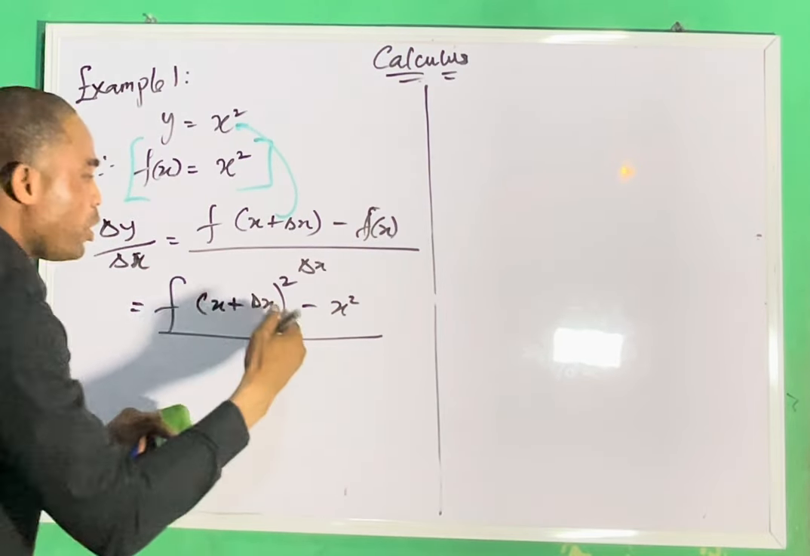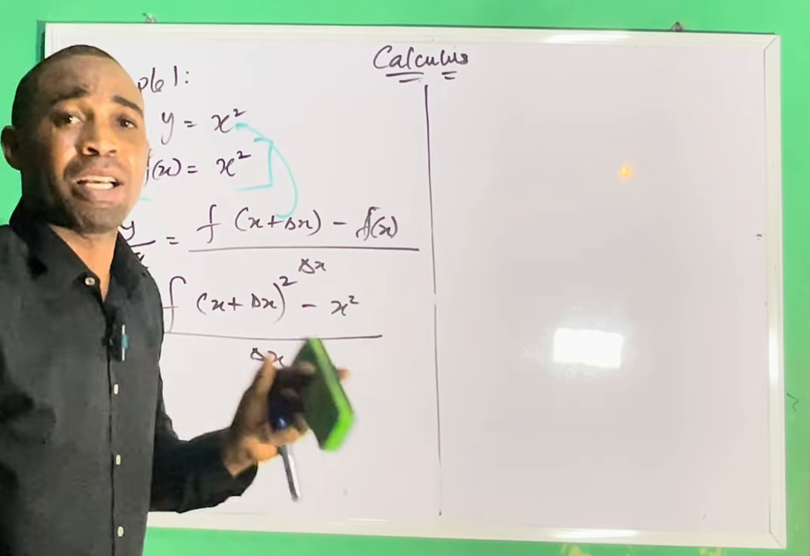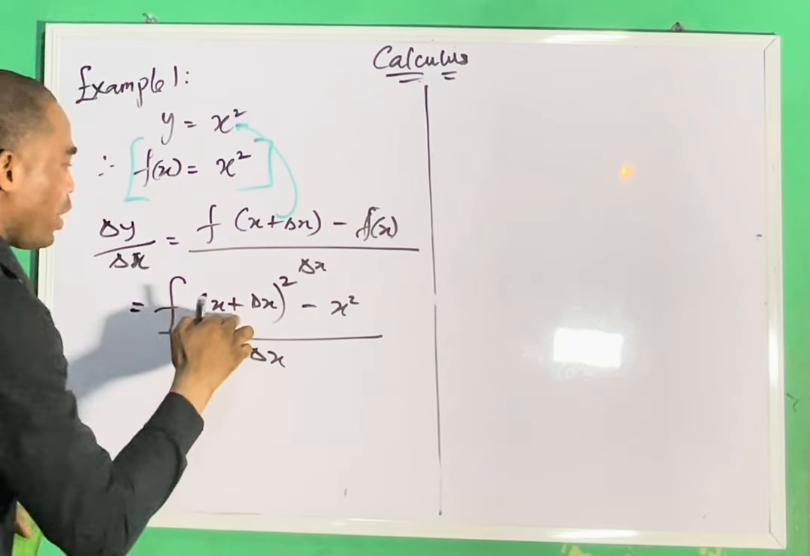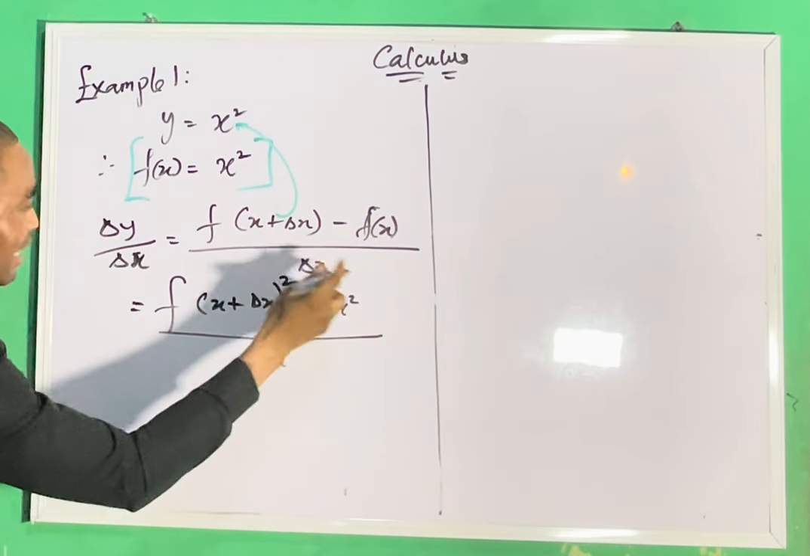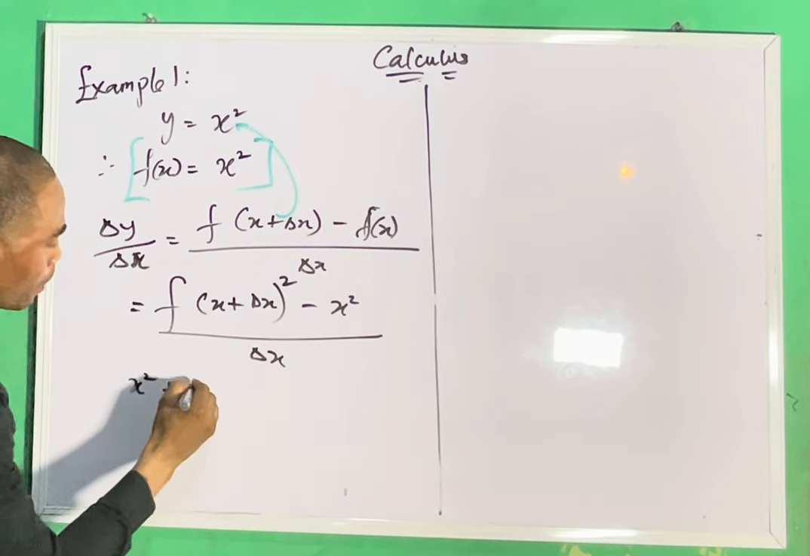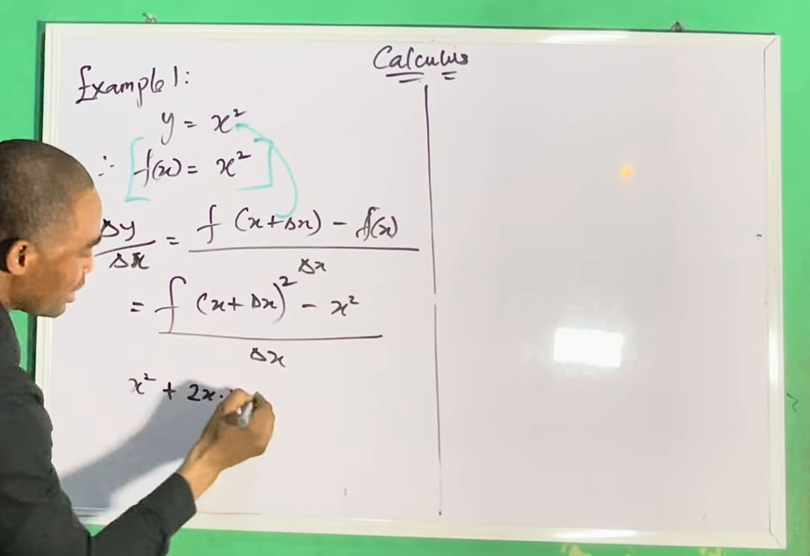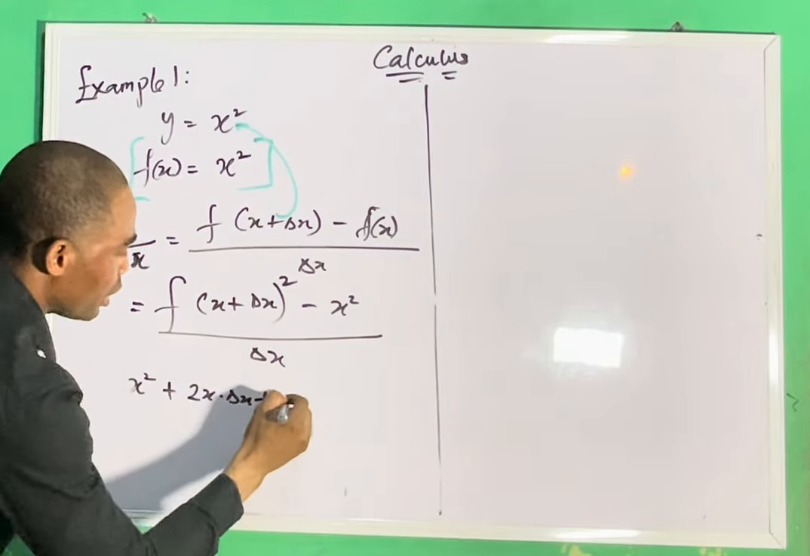Now, after inputting this, the next thing is for us to simplify to the lowest form. And for us to simplify to the lowest form, we need to open the bracket. If you open the bracket by expanding x squared, I'll be having x squared, then plus 2x multiplied by change in x. That's the expansion. Then change in x squared.